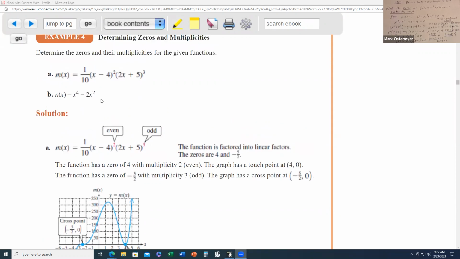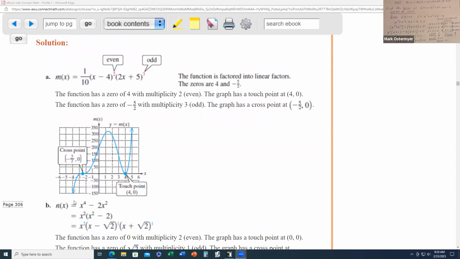Notice the left behavior being an odd degree polynomial with a positive leading coefficient: the graph goes down to negative infinity. The first x-intercept we encounter is negative 2.5. And since negative 2.5 came from a factor raised to an odd multiplicity, the touch-cross point theorem predicts that the graph will have to go through the x-axis at negative 5 halves.